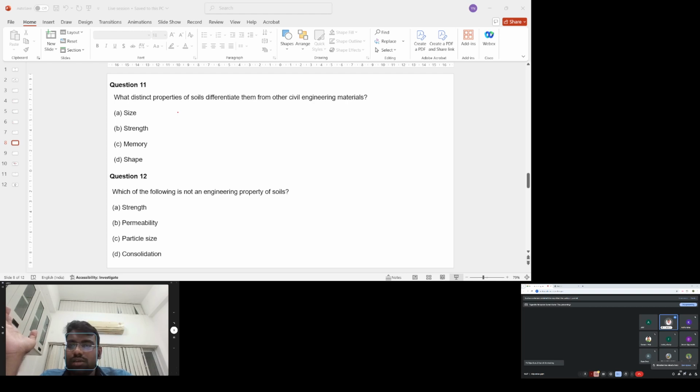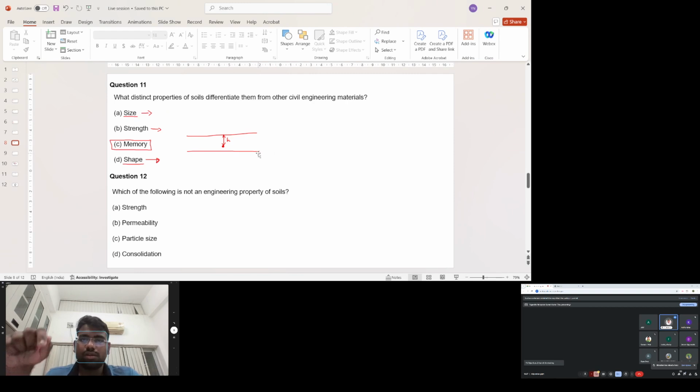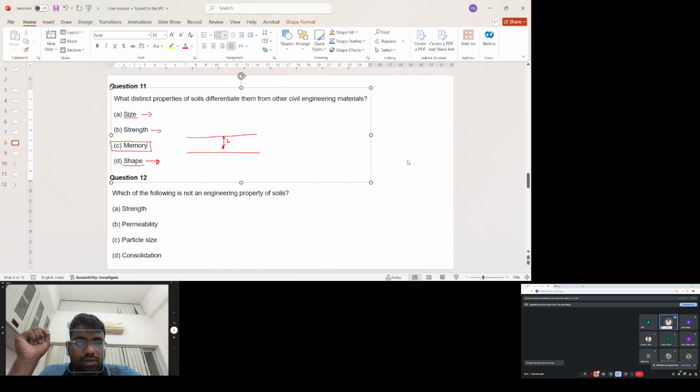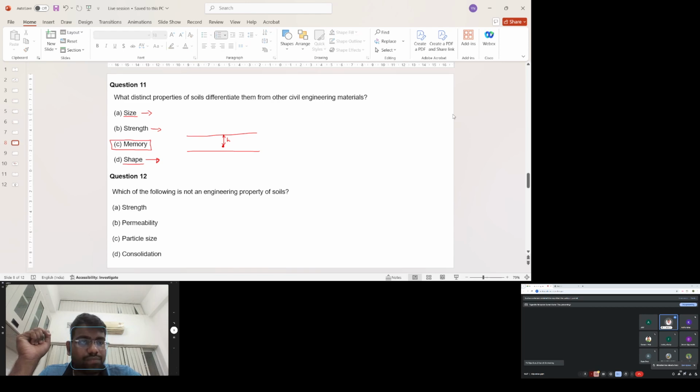Any doubts? Are you able to follow? Your pen is not showing anything. Are you writing or not writing? Okay, just a minute. Previously only the cursor was moving. Now it's okay.